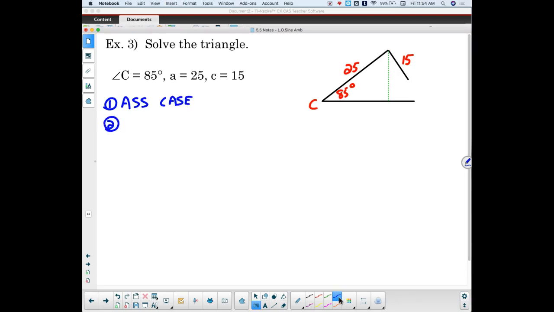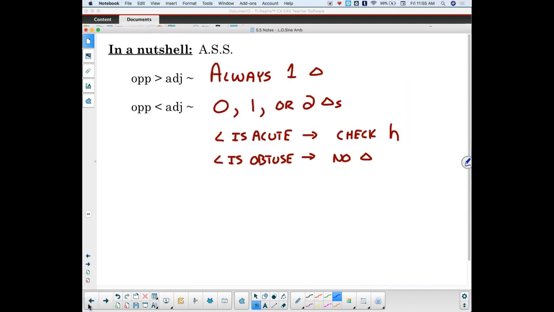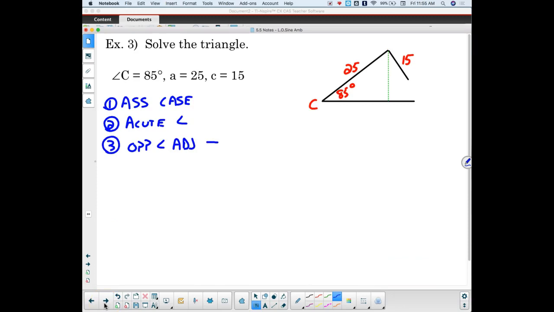Our given angle is acute. Our opposite side is smaller than our adjacent side. Because our opposite side is smaller than our adjacent side, we need to check our height because we are in one of the ambiguous cases. So here's my height. The sine of 85 degrees is equal to h over 25. What do we get for the height of the triangle? 24.9.